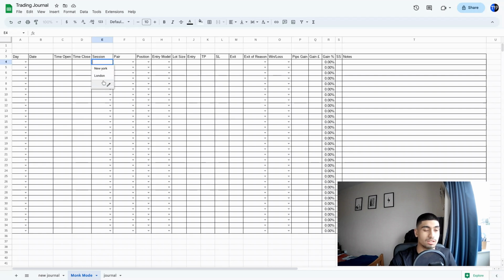Session: New York, London. I don't have Tokyo because I don't trade Tokyo. I don't even trade New York, but it's just in the off chance I ever do, right? Because it's not that bad.